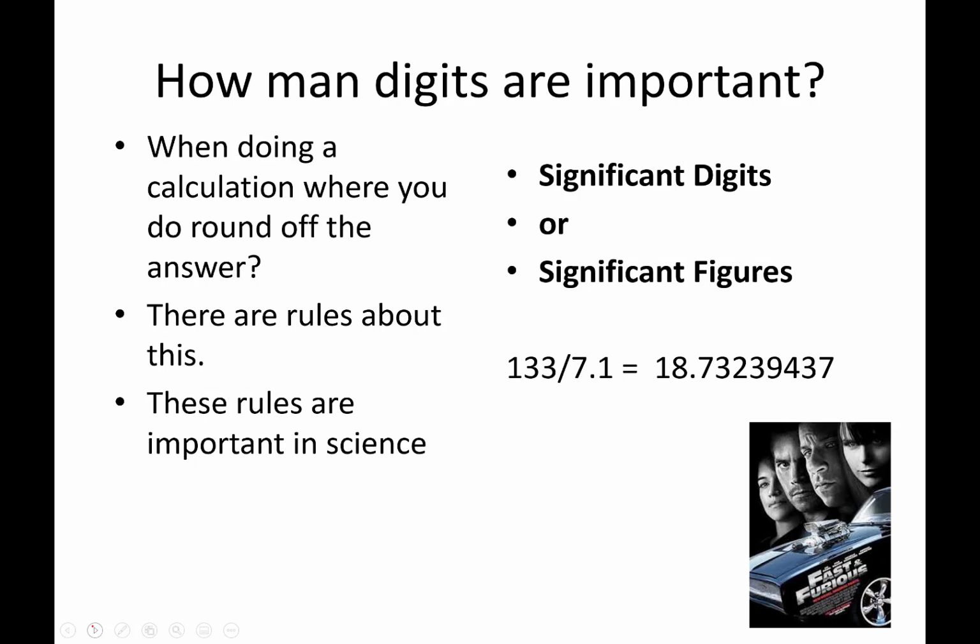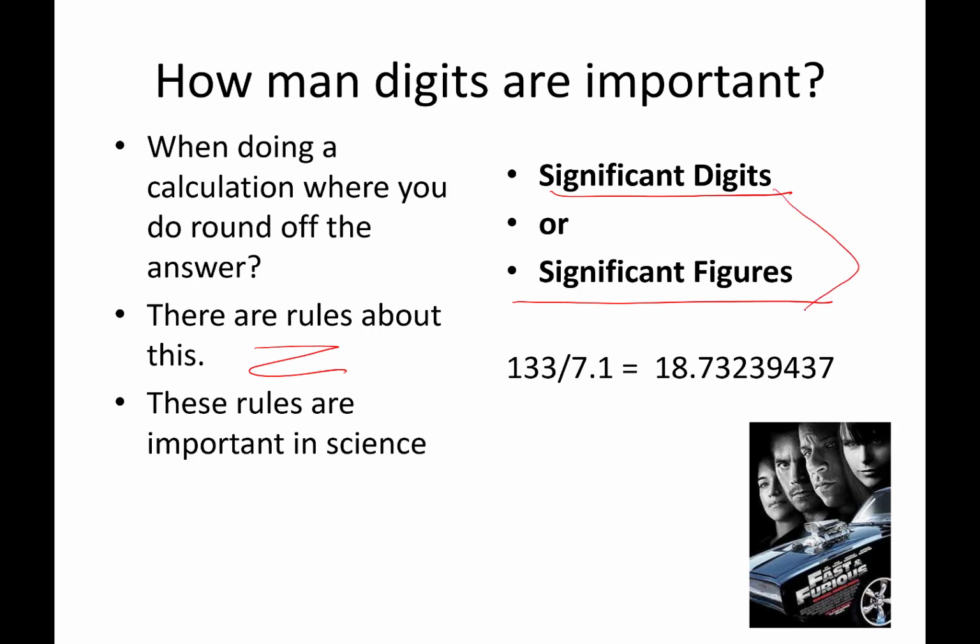And when I was doing example problems, I would round off numbers. And I didn't spend a lot of time explaining why I rounded off, when I rounded off. I kind of did it and said, oh, I'm going to round off here and there. But now we're going to talk about exactly why. In science, there are rules about when you round off and when you shouldn't. And these are called significant digits or significant figures.